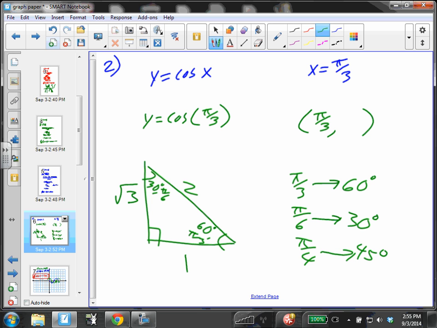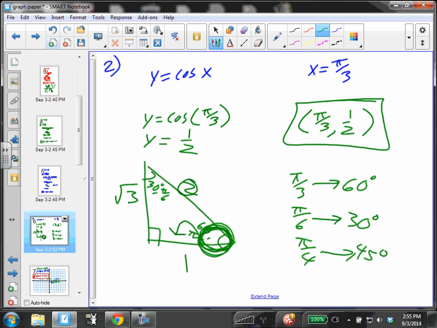So the cosine of pi over 3, so we're trying to work from the pi over 3 angle, right? Which is this one down here, the 60 degree or pi over 3 angle. And cosine, using SOHCAHTOA, what do you actually use for cosine? Adjacent over hypotenuse, right? So adjacent is the 1, and the hypotenuse is the 2. So y is equal to 1/2. So here's our point, right? That's really important.